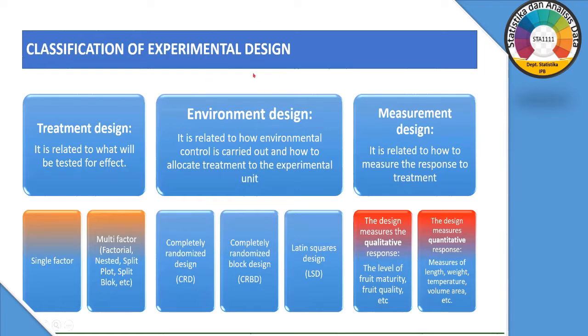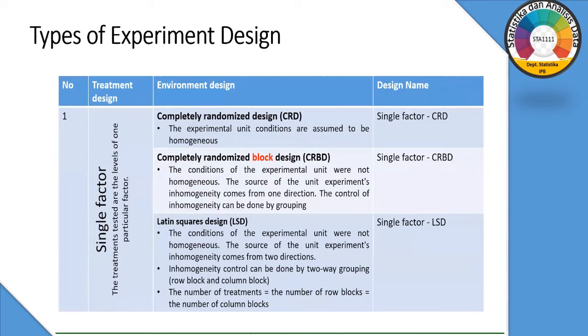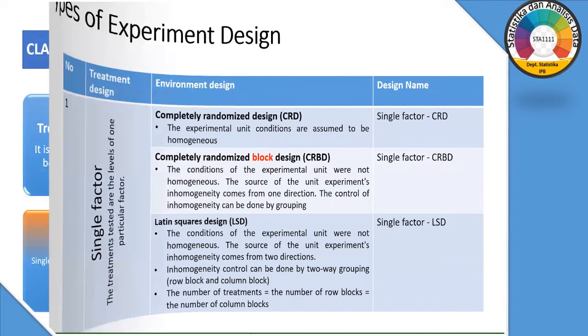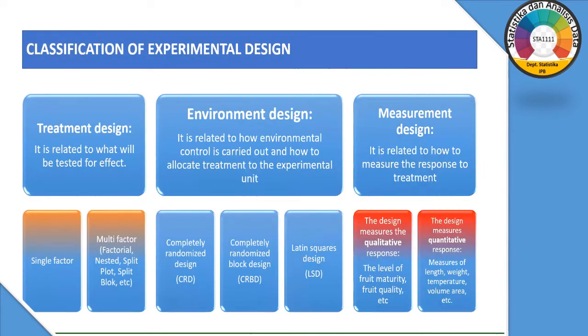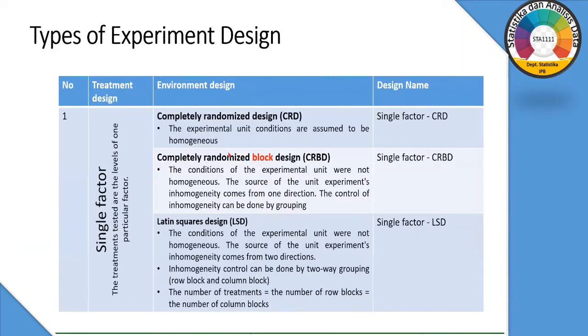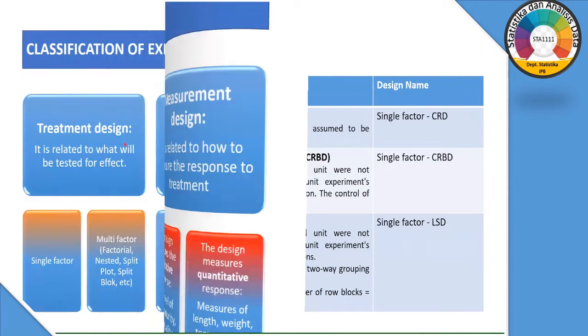So I believe you will feel this topic perhaps if not this semester, maybe when you reach your final year of your study, because in that time you will do an experiment for your final year project. Meanwhile, this one is the types. If the previous one is the classification of experimental design regarding treatment design or environmental design or maybe measurement design, here we talk about the types of experimental design. One of them overlaps with the previous classification.